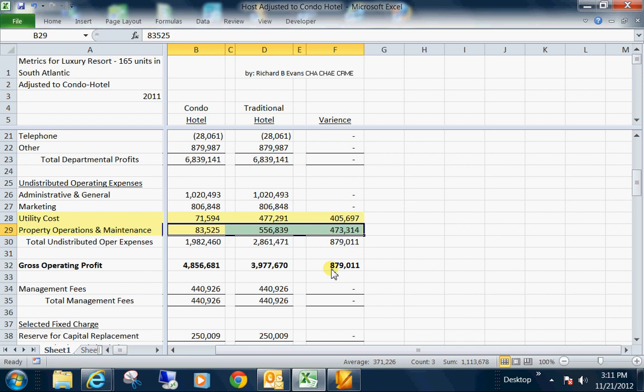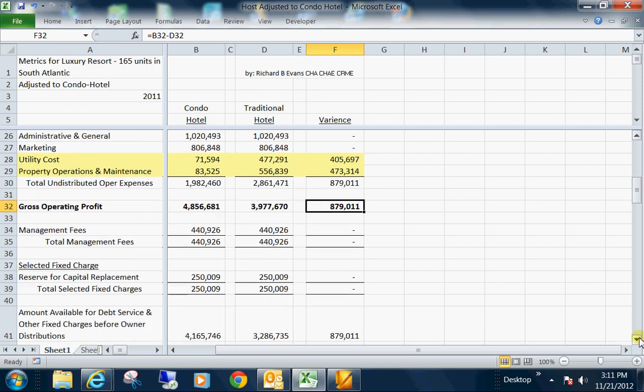So as we come down to gross operating profit, you can see that the savings thus far are $879,011, favoring the condo hotel. Management fees are paid to professional hotel operators. This particular fee is 4%. That's where I believe it should be. They can run anywhere from 3 to 5%. And in my view, no incentive bonus should be paid unless an operator can bring net income to the property. Okay, so there's no difference between management fees of $440,926 between traditional and condo hotel.